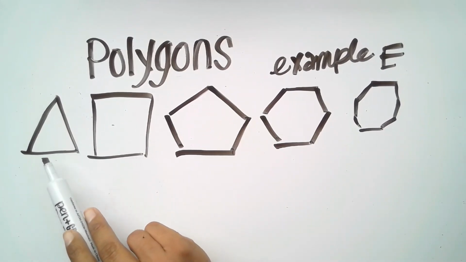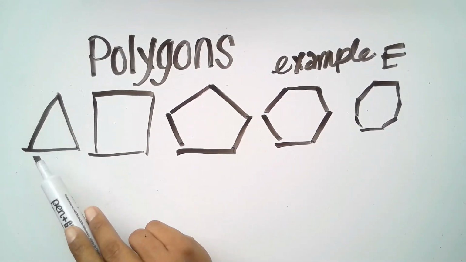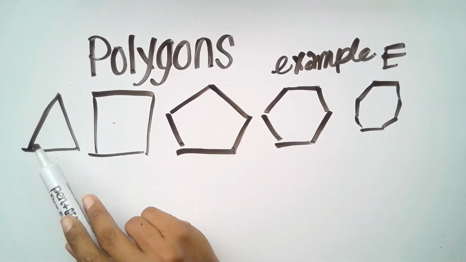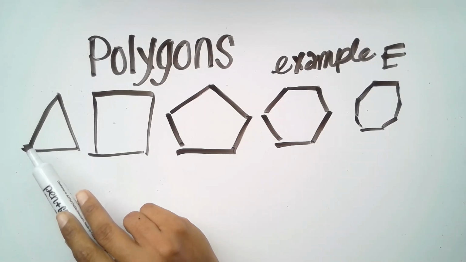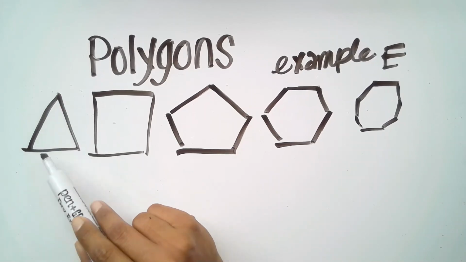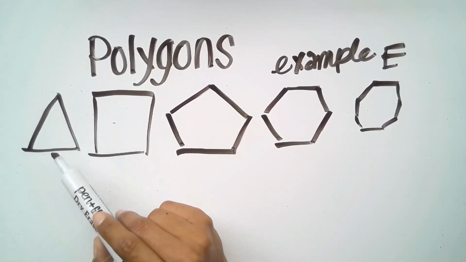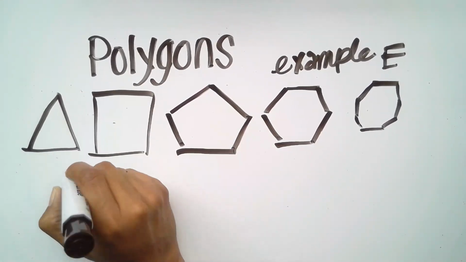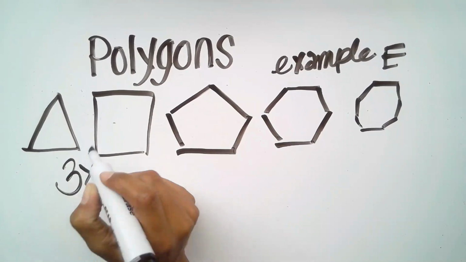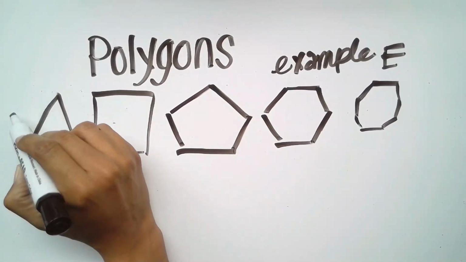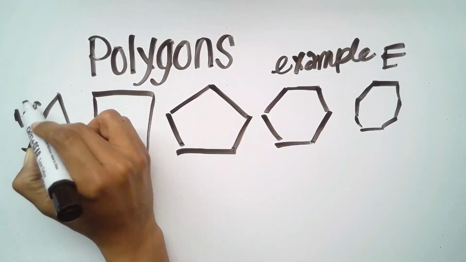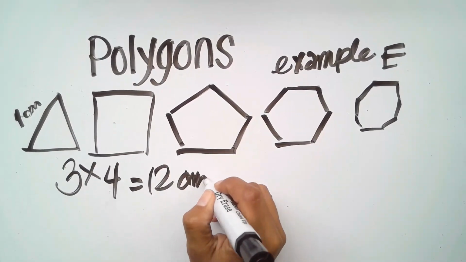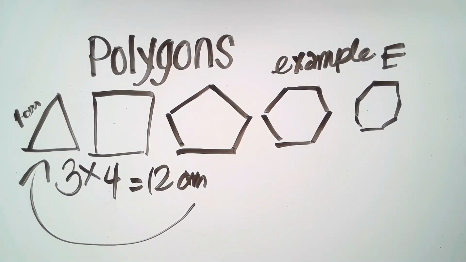Some may have 3. So if I want to know the distance around a triangle, this particular triangle looks like an isosceles triangle, which means, oh, I'm so sorry, it looks like an equilateral triangle. So all 3 sides would be equal to each other, right? So what I want to do to find the distance around is I can take 3 and multiply it times one of the lengths of the side. If I said this one was 4 centimeters, then they were all equal to each other. I'd do 3 times 4, which would give me 12 centimeters. That would be the perimeter of my triangle.